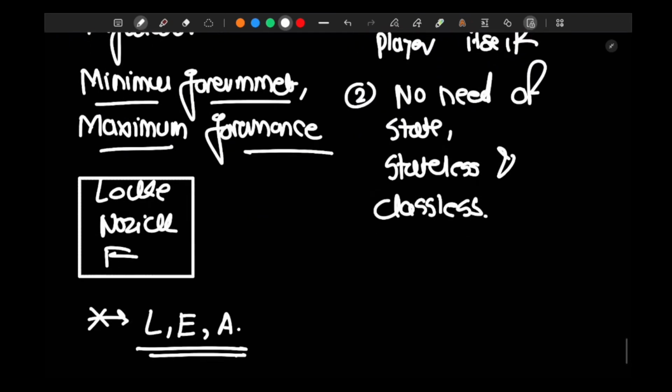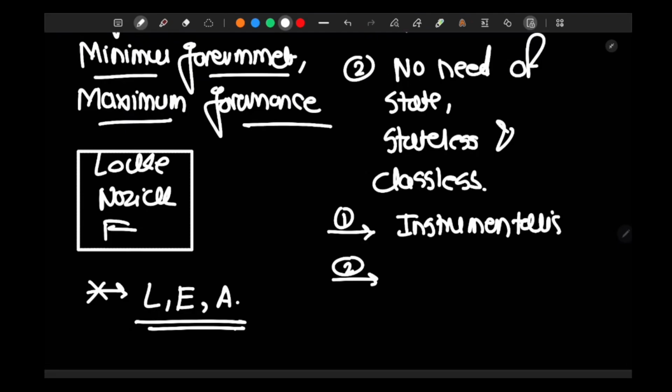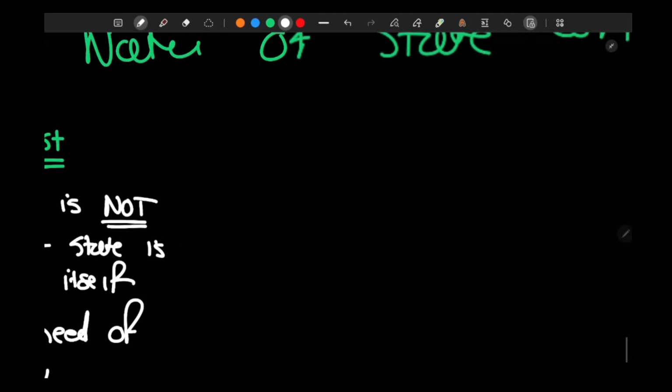That is Marxist view, and there are two schools of thought in Marxism. The first school of thought is instrumentalist school of thought. Second is relative autonomy. Instrumentalists say that state is an instrument of capitalist class. Relative autonomy approach says that no, this is not true. State is not an instrument, but state is a player in itself. The two we have done.